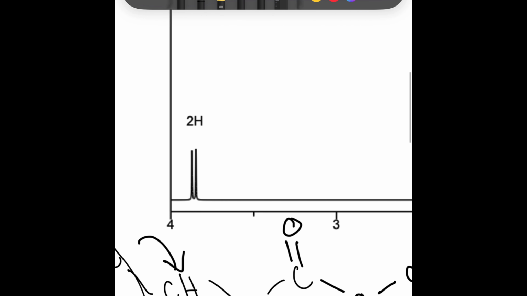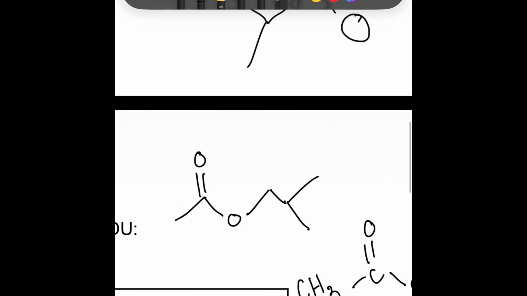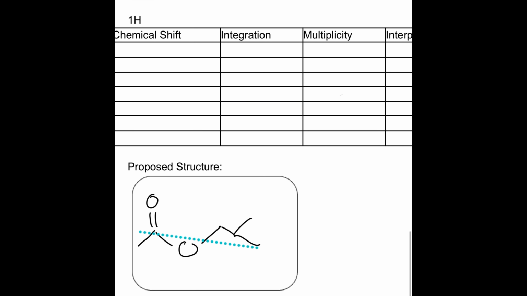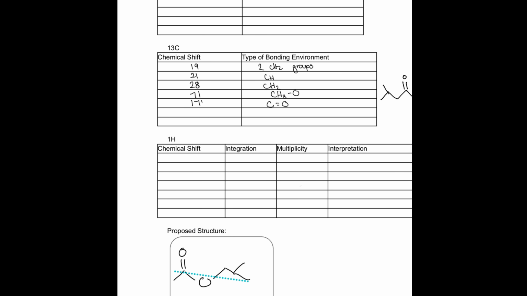This will give us that 3.8, 2H ppm. So we know that this now is our actual final structure, just like that. And with that structure, now we can go ahead and fill in our chart of the proton NMR, the information that we interpreted from the proton NMR.